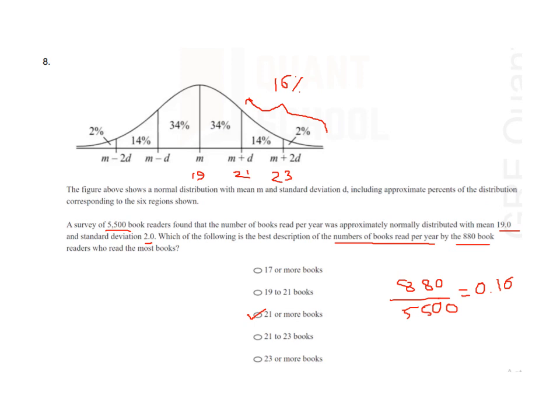So in a bell-shaped curve, the top 16% starts at M plus D, so it started from 21. And it is not limited to 23, up to 23 books. So option C will be correct, that is 21 or more books.